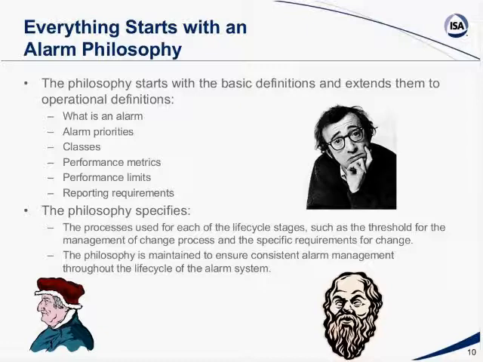You want to understand what your performance limits are. These are limits of operability. These are mechanical limits that you have. And then also the reporting requirements that the ISA 18.2 defines. The philosophy also specifies the life cycle stages, okay, and you can take this right out of ISA 18.2. It's very simple, and it's maintained to ensure consistent alarm management throughout the life cycle.